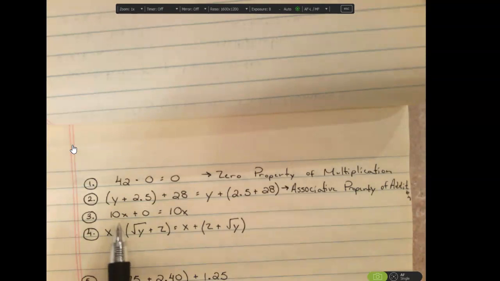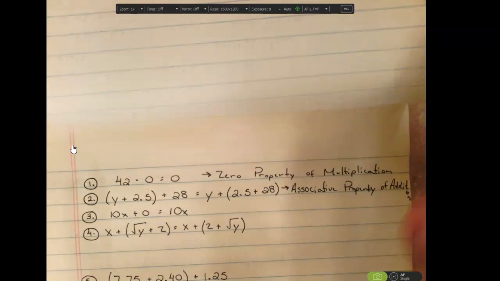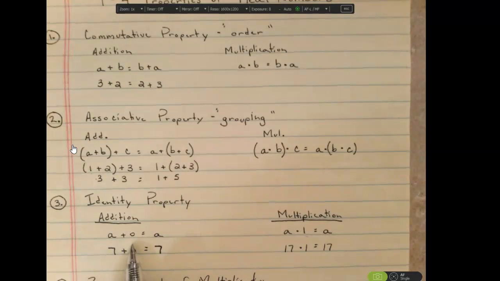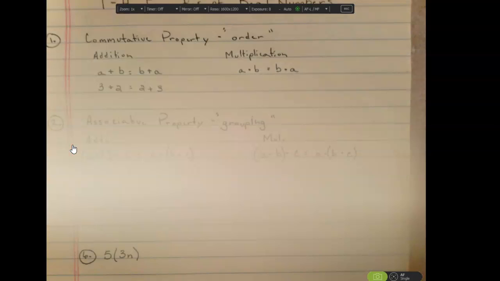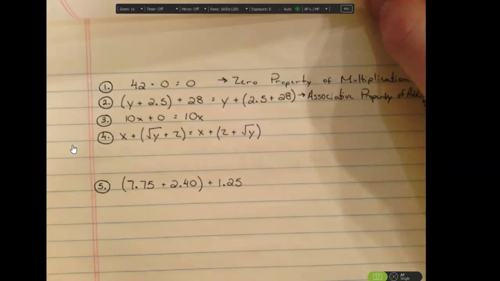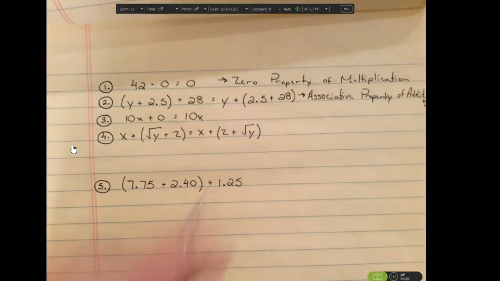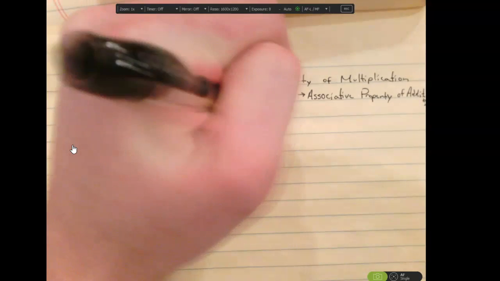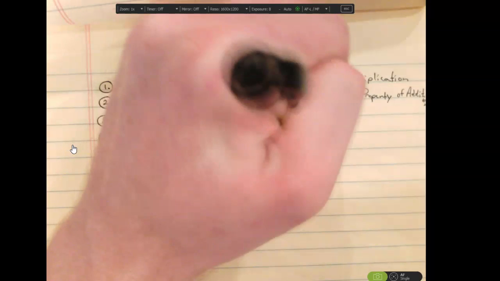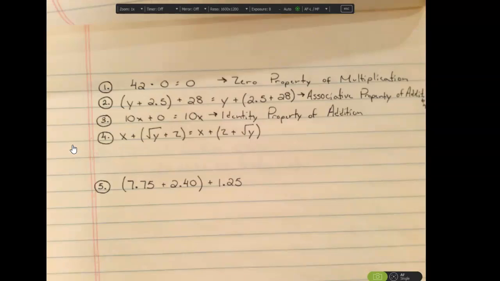Let's move ahead to number 3. This time we have 10x plus 0 equals 10x. Remember, back with our properties, which one of these dealt with when I'm adding with 0? That's going to be my identity property. I get the same thing that I started with. On number 3, my answer is the same thing I started with because I added 0. So this is going to be the identity property of, and again, we're adding, so it's the identity property of addition.